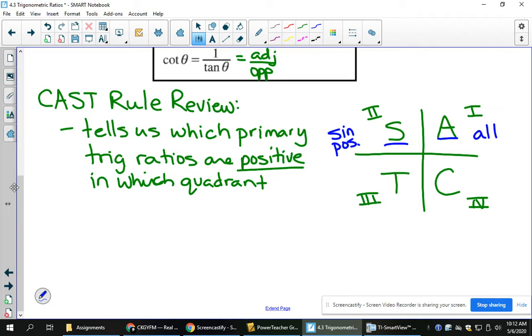Now, I don't like to write another C on here because does C stand for cosine or cosecant? That can be very confusing. I just leave it as CAST, and it represents only primary trig ratios. Then you use logic in your formula sheet to figure out what would be known about the companion trig ratios. T stands for tan positive, and C is cos positive. Remember, all other ratios, primary trig ratios, would then be negative.